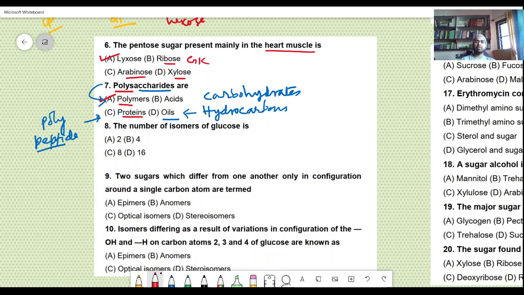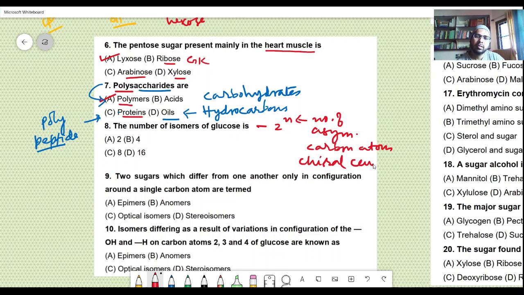Okay, the number of isomers in glucose: remember the formula that we discussed in the discussion. The number of isomers is 2 power n. N is the number of asymmetric carbon atoms, which we also call chiral centers. Remember that? So there are about four different chiral centers in glucose.